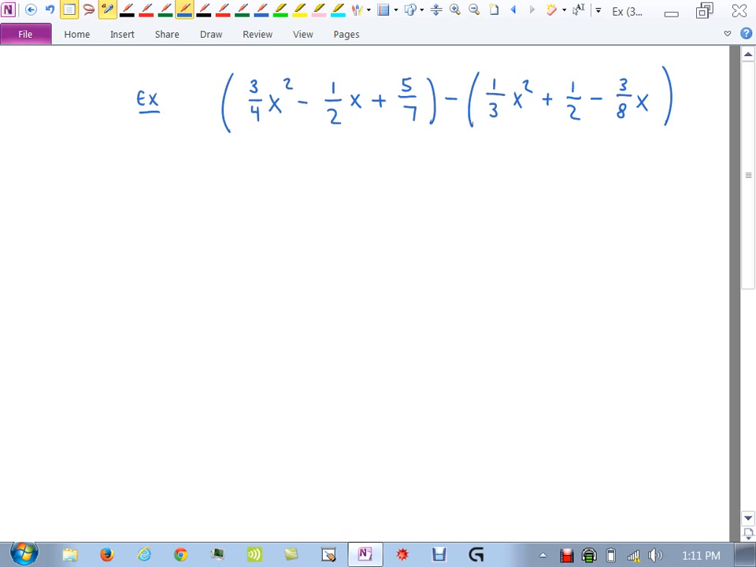So first things first. In the first set of parentheses, we have 1, 2, 3 terms. Second set of parentheses, 1, 2, 3 terms. Is anything in the first set of parentheses alike? Nope. Second set? Nope. Okay, so let's get rid of parentheses. On the first one, I should just be able to drop it, but on the second one, I must pass that negative sign through. So your next line should look like this. 3/4 x squared minus 1/2 x plus 5/7 minus 1/3 x squared plus or minus the next one. Minus 1/2 and then plus 3/8 x.